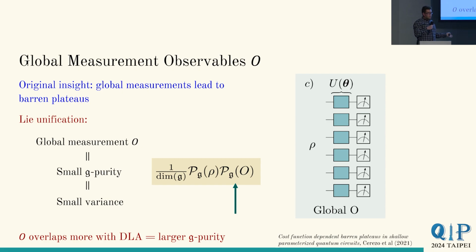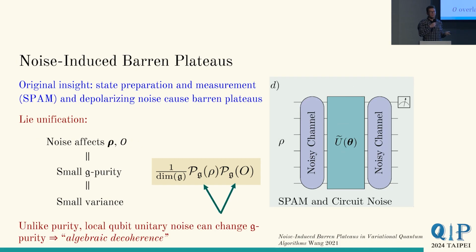Well, if I have a global measurement O and I compute its G purity, I have to project onto my algebra, and that's going to kill off a bunch of this purity term. It's worth reminding yourselves that the more this observable overlaps the dynamical Lie algebra, the more G purity you have to work with. But the algebra can't be too big because we don't want a highly expressive circuit. So it's kind of like you're projecting onto a tiny subspace. That's one way to think about it.